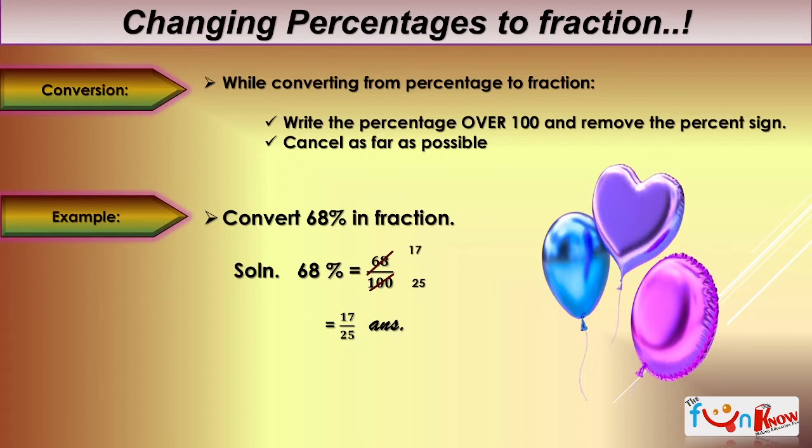As you can see, after further cancellation we get 17 and 25. As we know, 17 and 25 cannot be cancelled further. That's why our answer is 17 by 25. This is how we can convert a percentage to a fraction.